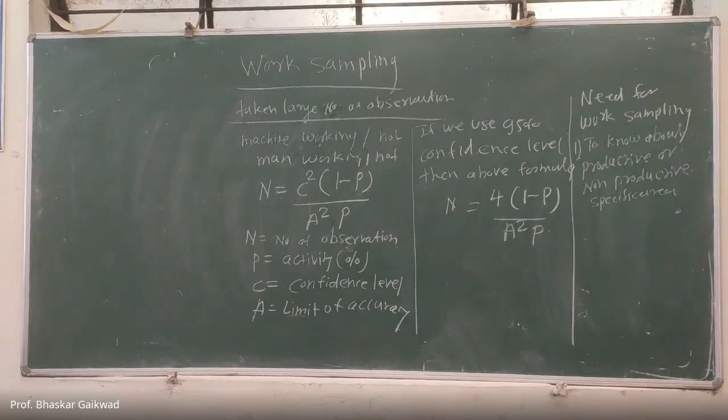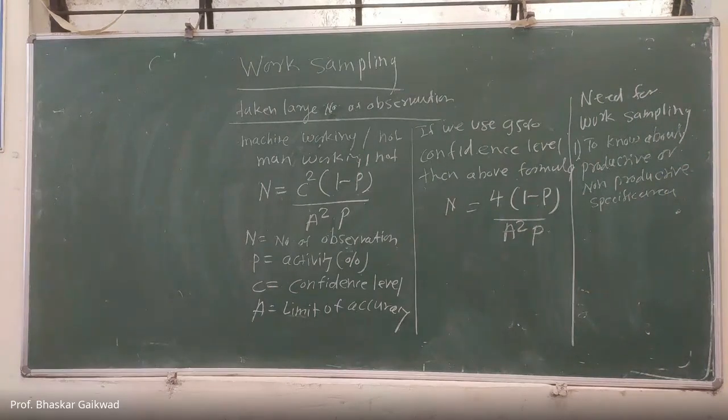In industry, so many areas are there: heat treatment area, machine shop area, forging area, forming area, welding section, like this. In which area is the productive and non-productive time there in a specific area? Welding shop, more productivity; press shop, less productivity. So like this, we are going to justify with work sampling.